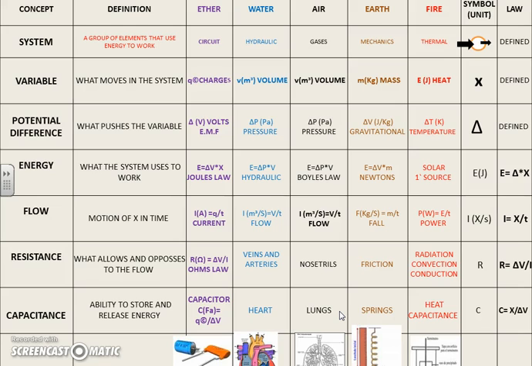They store and release volumes of air, increasing and decreasing the pressure in the lungs. A spring is a capacitor, or anything that is elastic is a mechanical capacitor. Hooke's law. And the concept of capacitance applied to the element fire is the definition of heat capacity, the ability to store energy and increase the temperature. So the formula for capacitance is variable over potential difference.